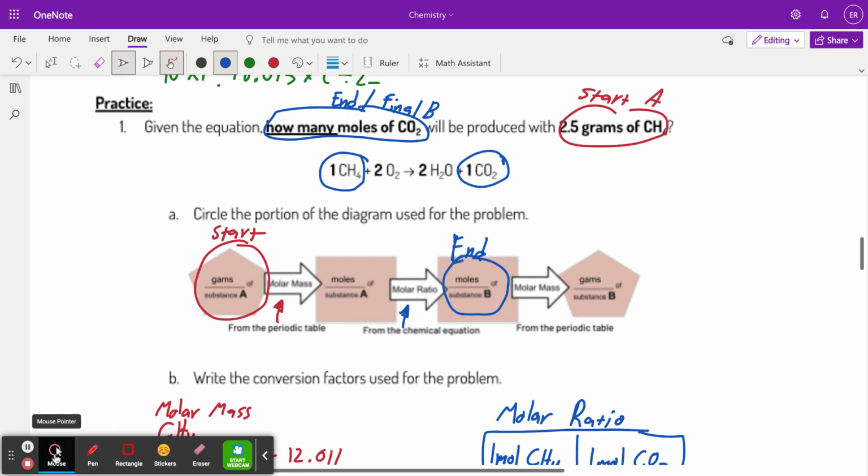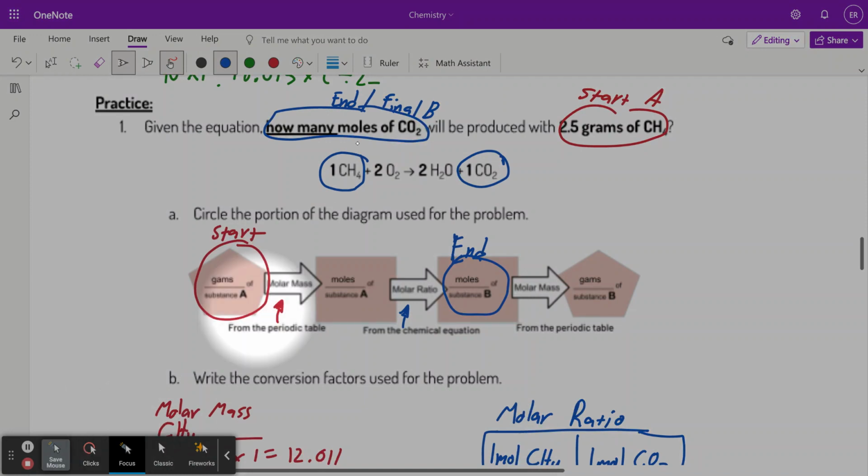All right, so let's take a look at what we got. Right here, given the equation, how many moles of CO2 will be produced with 2.5 grams of CH4? So again, the value 2.5, that is our starting point, and it's grams of CH4. We start and we give it the A because it's what we're starting with. And then we look for the phrase how many? How many what? How many moles of CO2? This is our N, this is our final, this is our B.